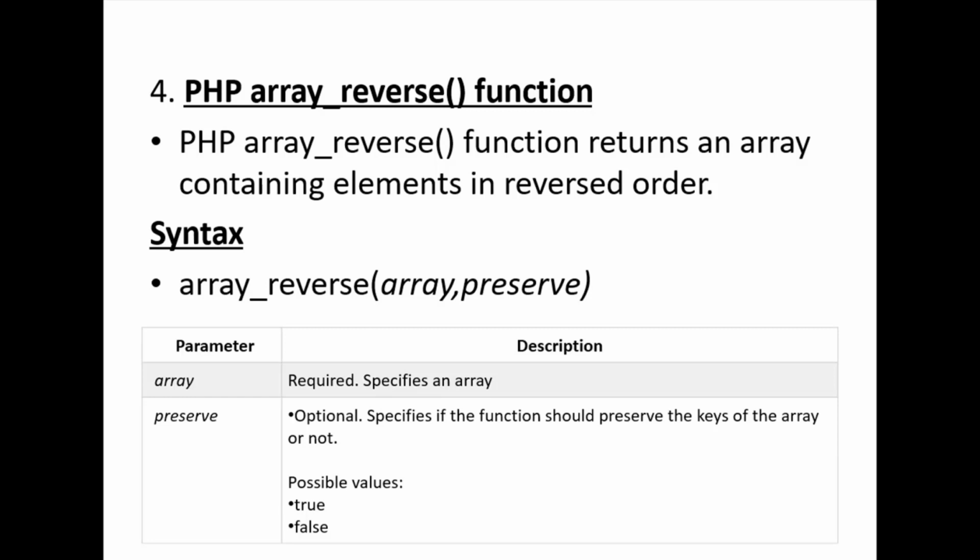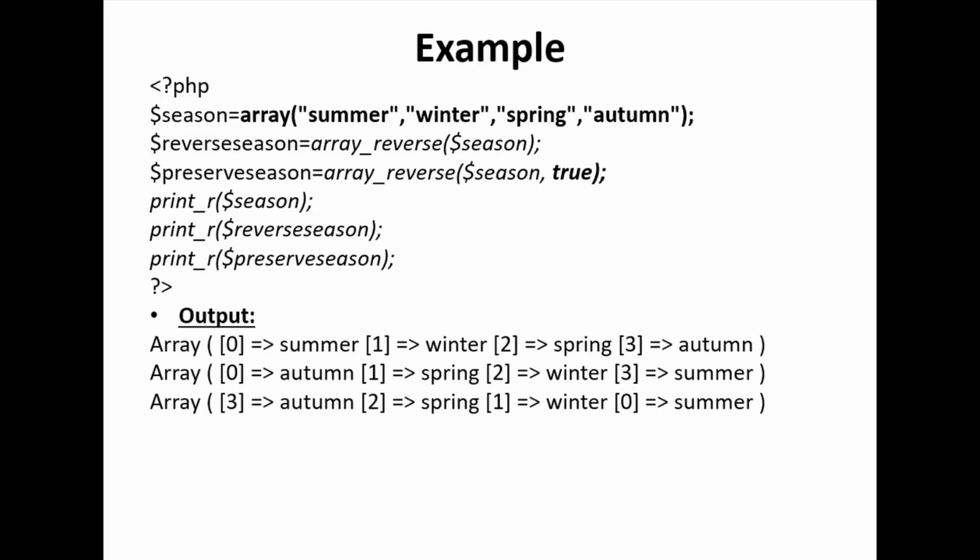Then next we have the PHP array_reverse function. It returns an array containing elements in the reversed order. The syntax is array_reverse(array, preserve). Array is the array you are passing, which is a required field, and preserve is an optional field. It specifies whether the function should preserve the keys of the array or not. Possible values for preserve are true or false.